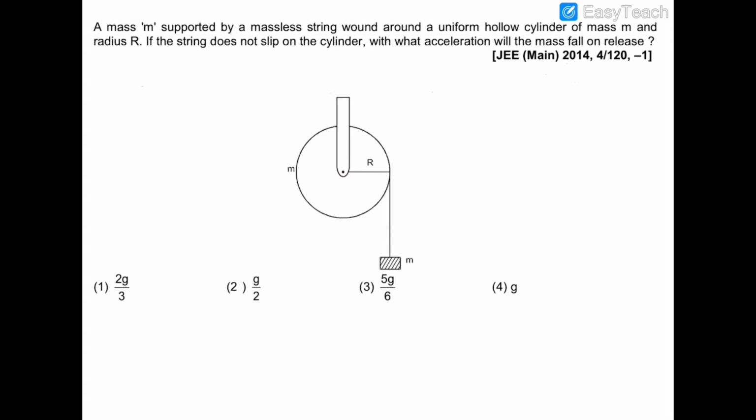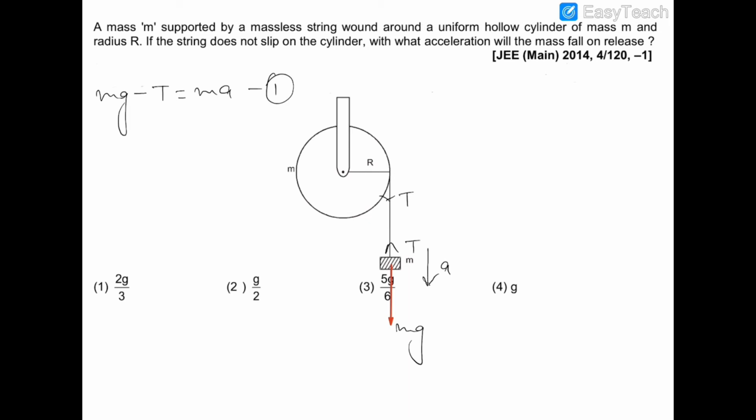First of all, we know that the mg of the block would be acting in the downward direction. This is mg, and the tension would be acting in the upward direction. Now this tension would also be acting on this rope in the downward direction. Let's suppose the acceleration of this mass is in the downward direction and it is a. So I am writing the equation of this mass: mg minus T is equal to ma. This is the first equation.